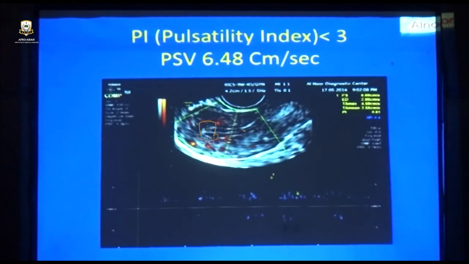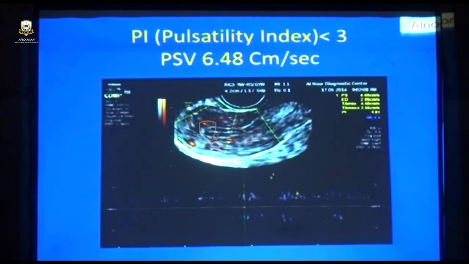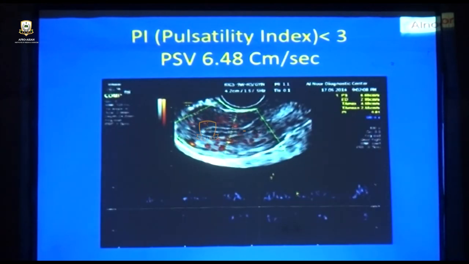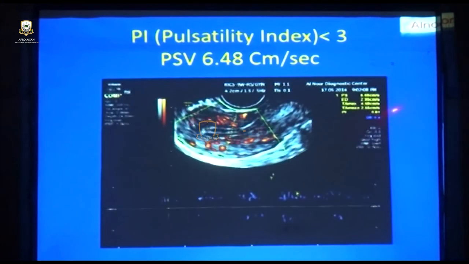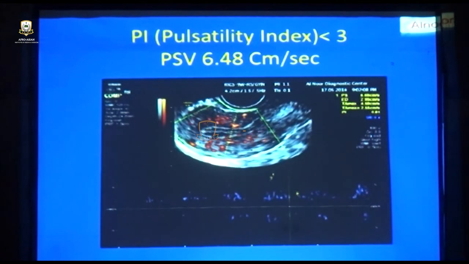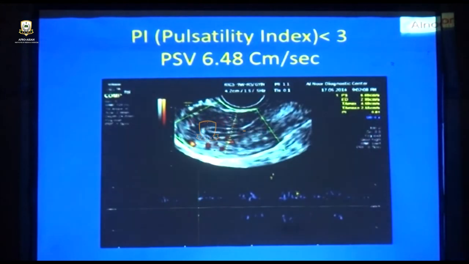And if you find this area, do the spectral analysis. And if you find the RI, PI less than 1, it's a blessing, as in this patient, it's 0.81. I told you less than 3. The lower it is, the better it is. Okay, PI here, less than 1, RI.